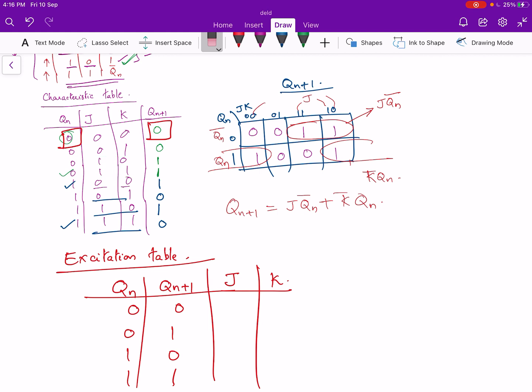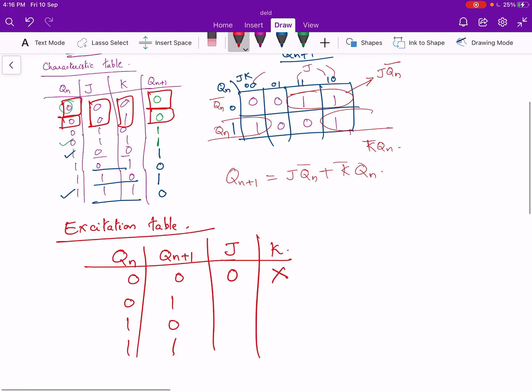And the second case is also Qn 0, Qn plus 1 is 0. So for these two cases, we can see that J is 0, but K is 0, 1. So we can write J as 0, but K is 0 for one case and 1 for the other case. So we can write K as don't care. It can be 0 or it can be 1.